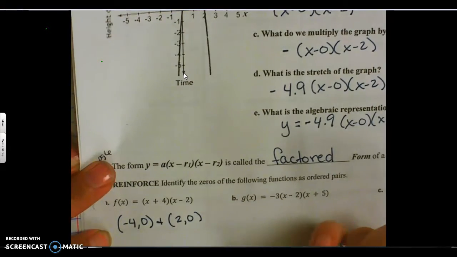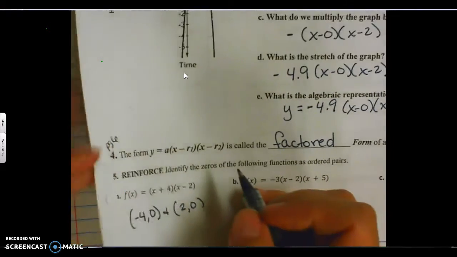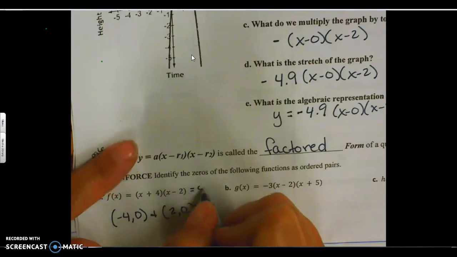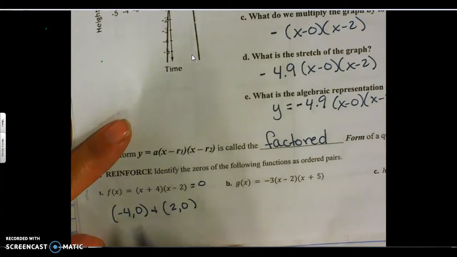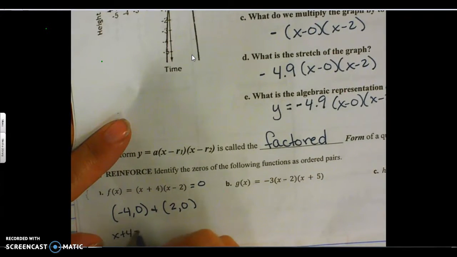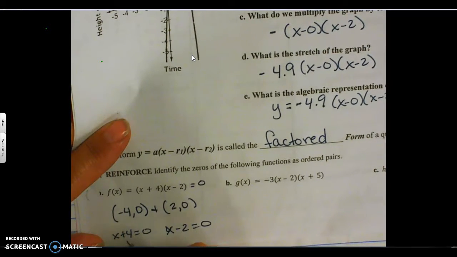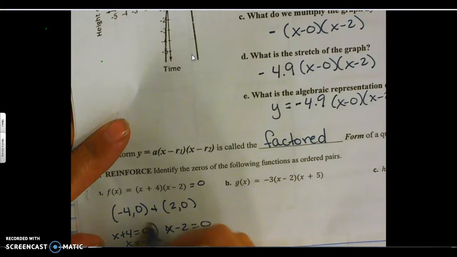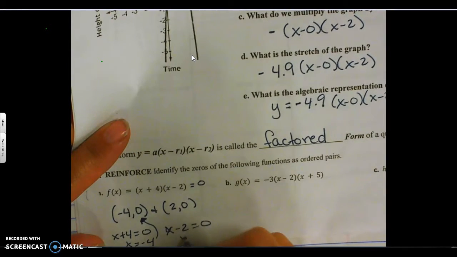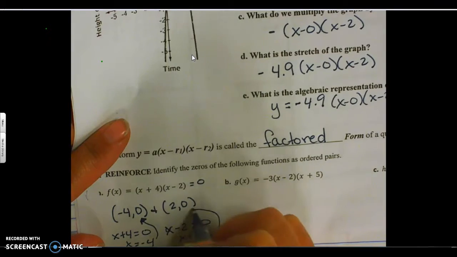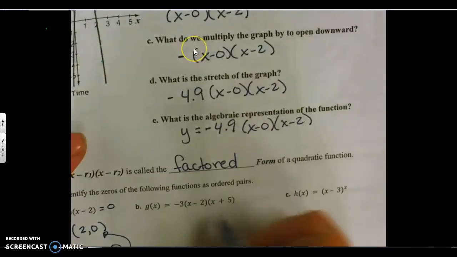So you've got a couple of ways to do this. You can set it equal to 0, and then set x plus 4 equal to 0 and x minus 2 equal to 0. So you get x equals negative 4, which is where that one came from, and x is equal to 2 because I add 2 to both sides. Okay, so let's do that with this one.